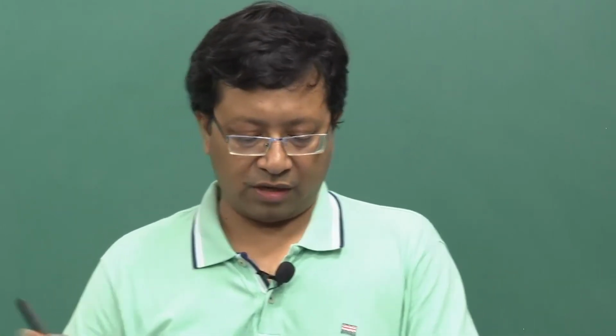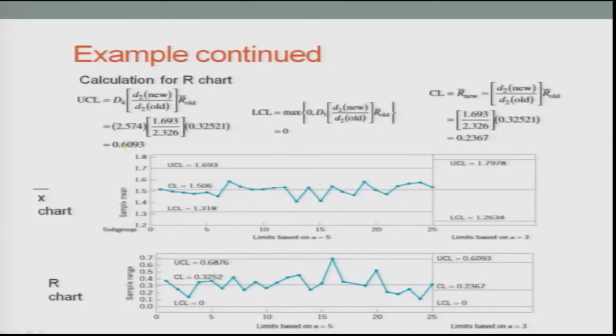Again, when we consider the upper control and the lower control limits for the R charts, I am highlighting using the yellow color. The upper control limit becomes about 0.6093. The lower control limit is the maximum of 0 and this value, which I am highlighting here. Since that value is negative, the lower control limit is 0. The central line you have to recalculate, so R new with respect to the old. R new becomes 0.2367 and the R old is 0.3251.